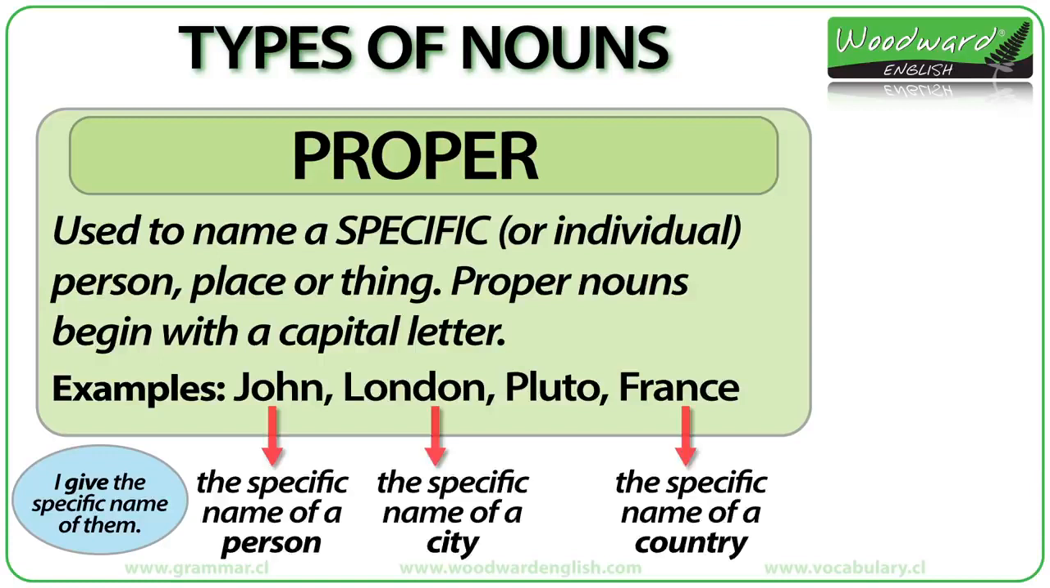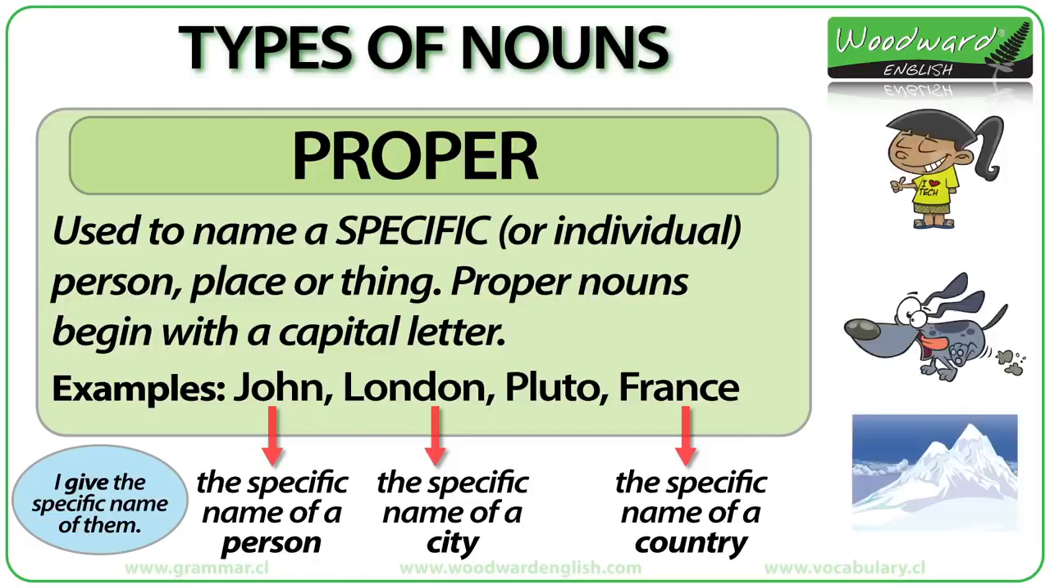So if we look at our examples again, John is the specific name of a person. London is the specific name of a city. France is the specific name of a country. They all begin with a capital letter. So let's look at these pictures again.